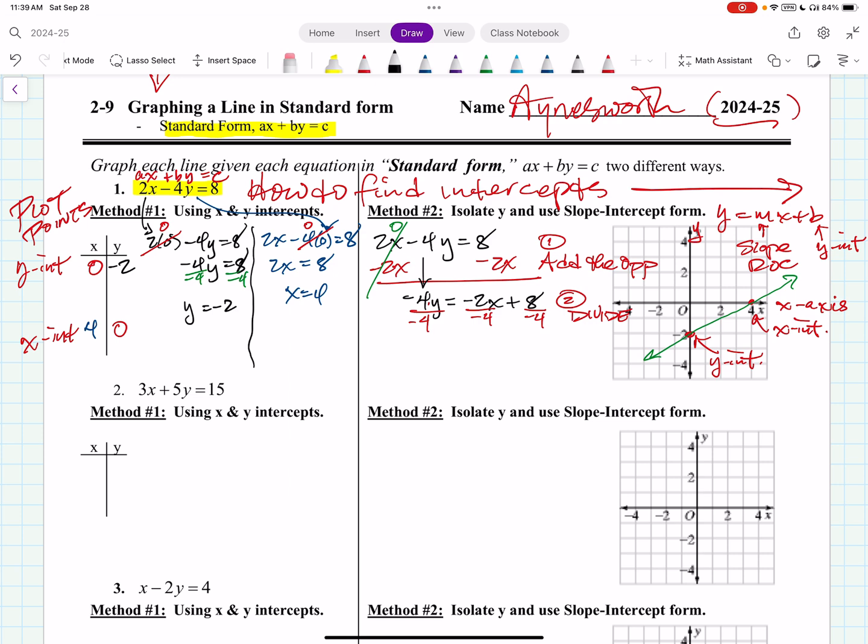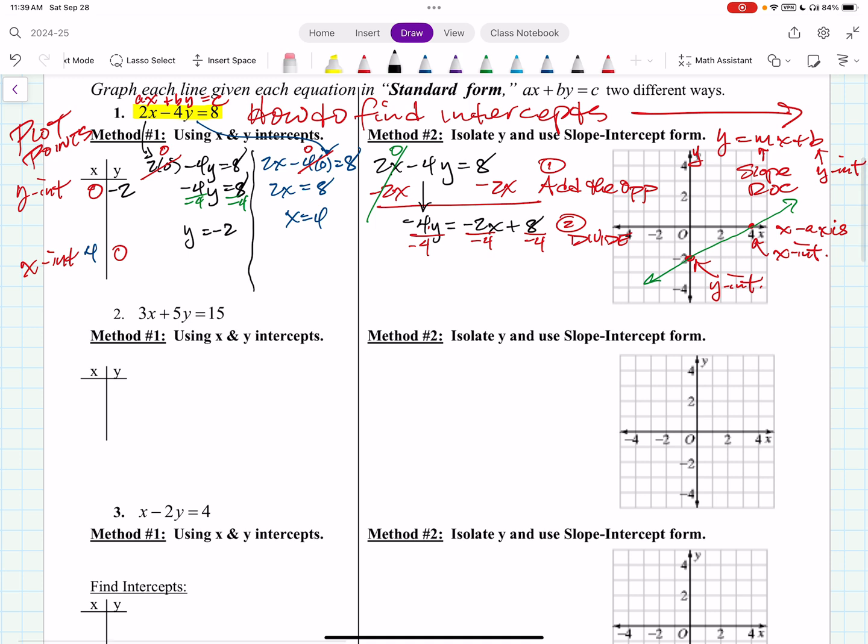And it's the same steps every single time you do it. So all of these examples are going to be the same. Add the opposite, divide. Add the opposite, then divide. I mean, it's pretty straightforward.